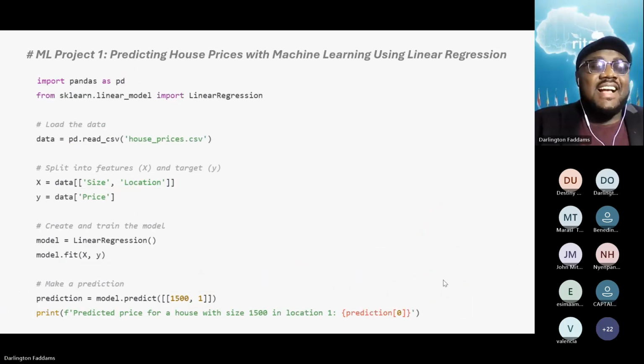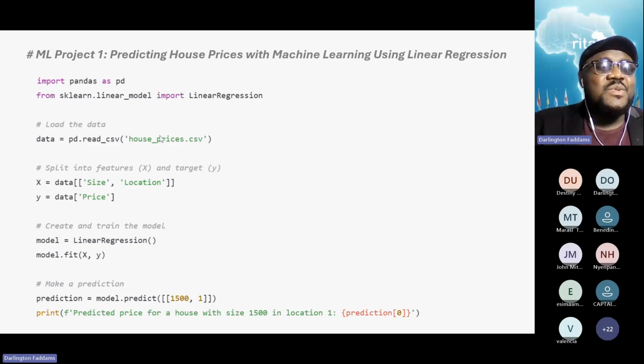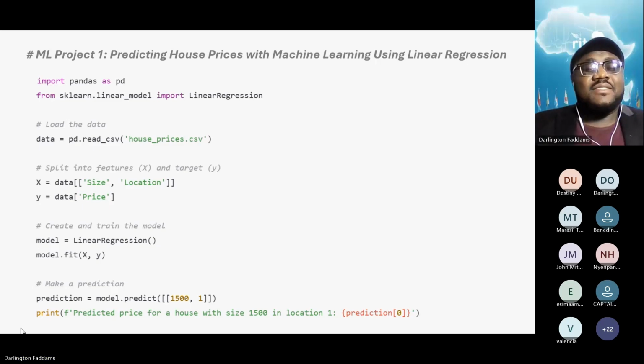So how many lines of code here? 1, 2, 3, 4, 5, 6, 7, 8, and 9. With less than 10 lines of code, you can build AI. This is AI.